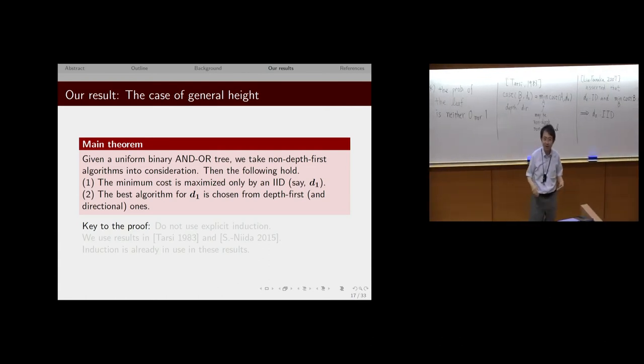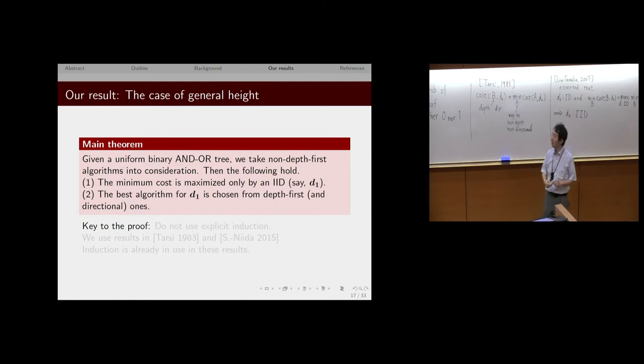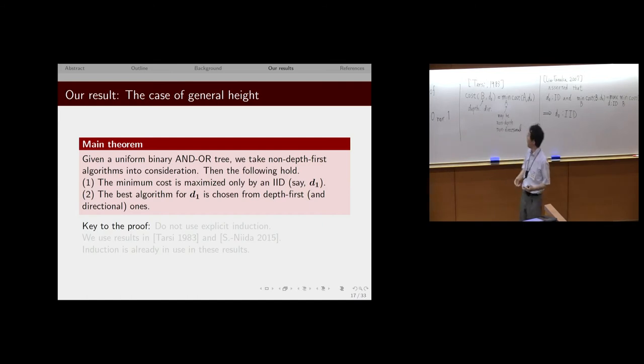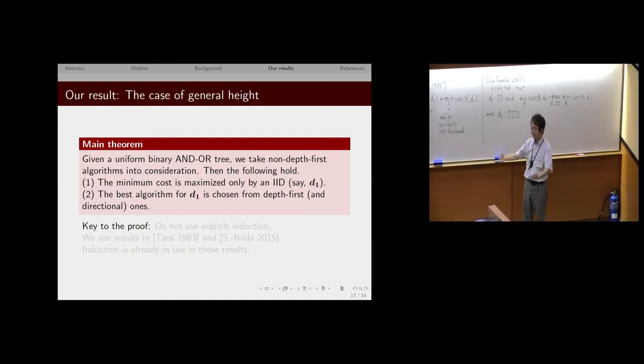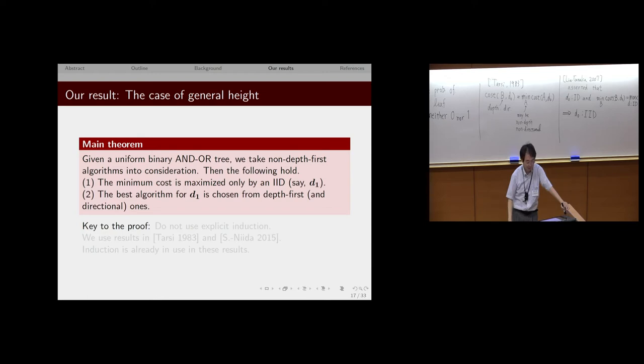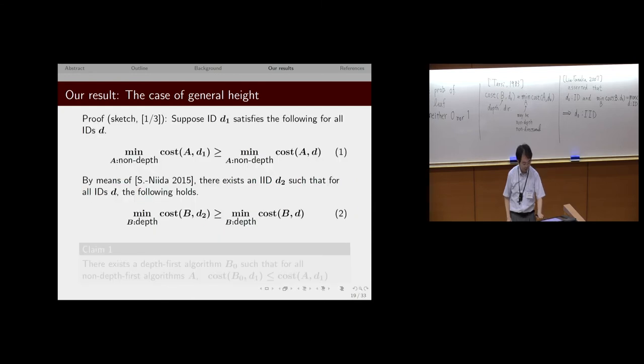For some years, we felt this was difficult. This is because we wanted to show this by induction, that is, by modifying Tarsi's proof and Suzuki-Nida's proof to the non-depth-first case, but for many technical reasons, it was difficult. So the key to the proof is this: don't use explicit induction. We use results in Tarsi and Suzuki-Nida. Induction is already in use in these results. So we look at a sketch of the proof in the next slide and the subsequent slides.